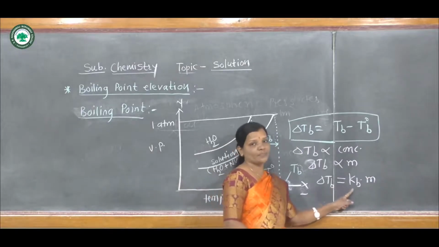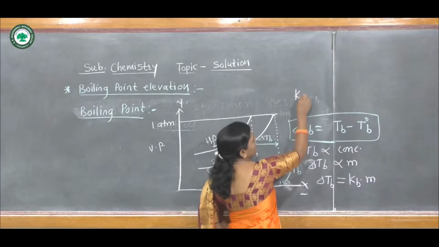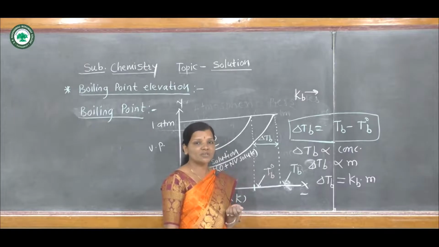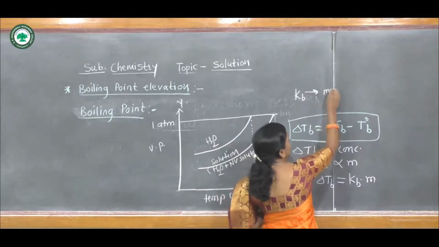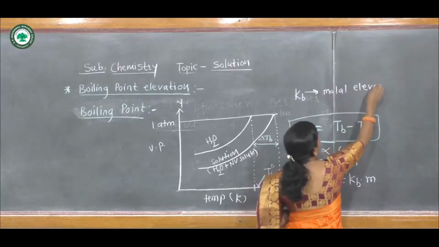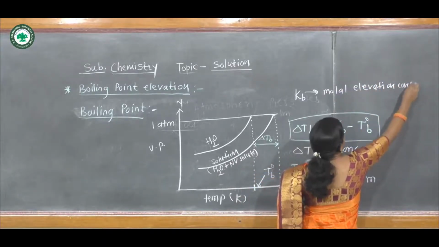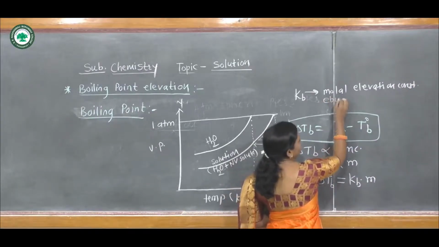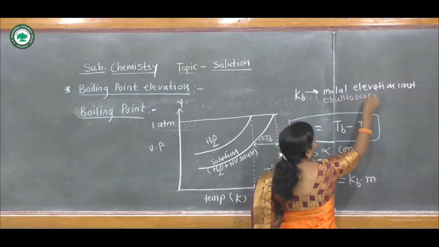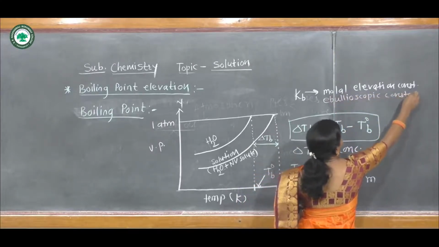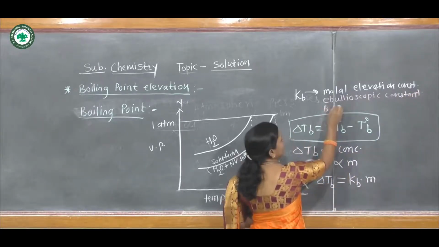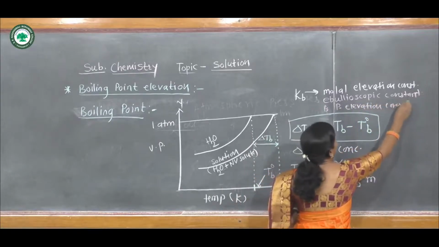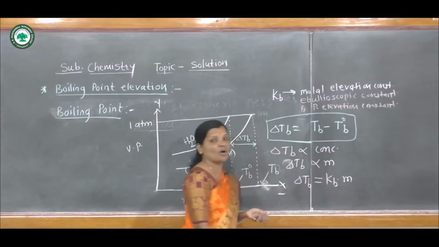where this Kb is the proportionality constant, that is called the molar elevation constant. It is also called the ebullioscopic constant, or also called the boiling point elevation constant.